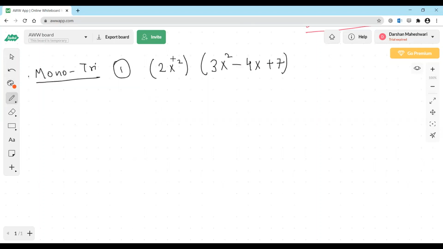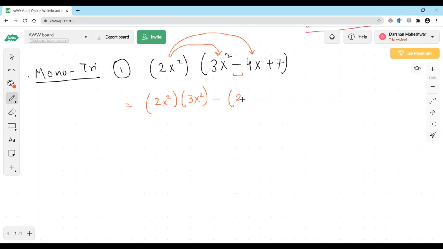So first step is we multiply 2x square with 3x square. So let's write it separately. We have 2x square over here and we have 3x square over here. Now next is what will be the sign? Sign will be minus because here we have minus. So we write minus. Then we multiply 2x square with 4x.